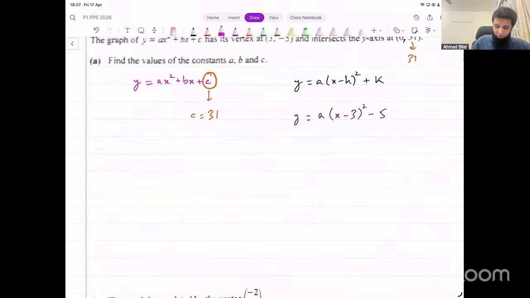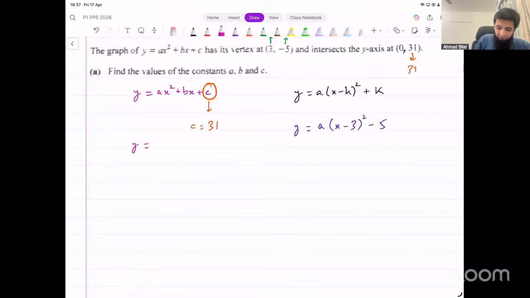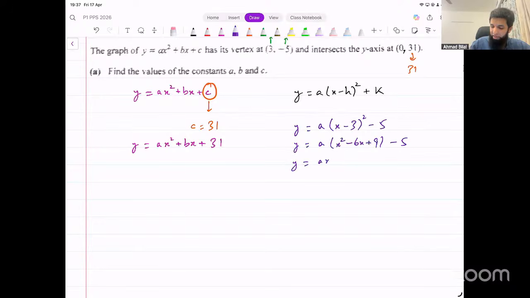So now we know one form of this function is ax squared plus bx plus 31. And the other form that we're getting is this. Let's simplify this a little. This gives us a into x squared minus 6x plus 9 minus 5. Let's simplify this further. Y equals ax squared minus 6ax plus 9a minus 5. These are the same functions. We can compare both of them and that will give us the values of a and b.